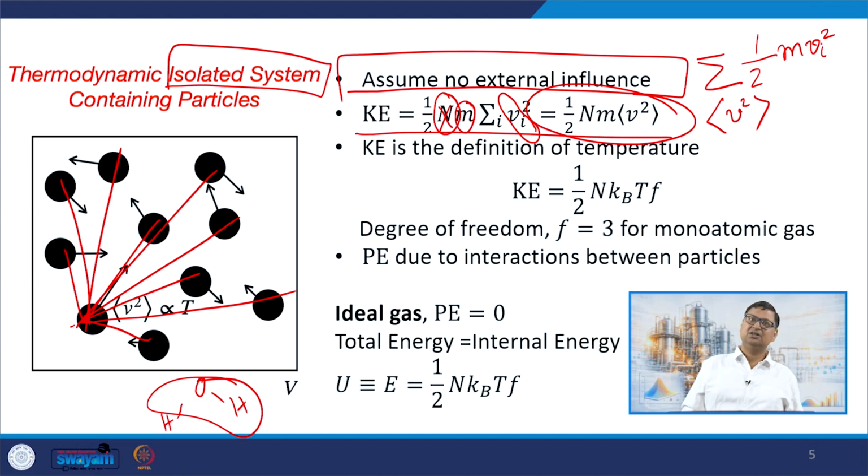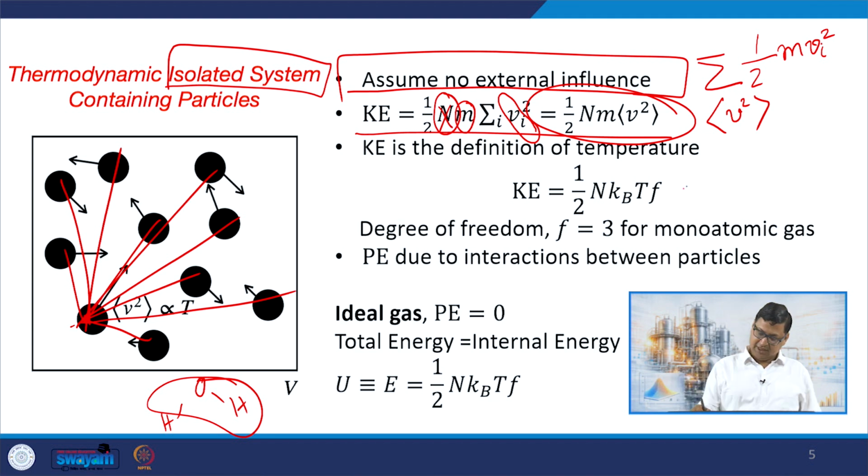In fact, temperature is defined in this particular way. When I say the system has a temperature, what I essentially mean is there are molecules in the system that have a velocity, and temperature is proportional to the average of the square of the velocity, right.